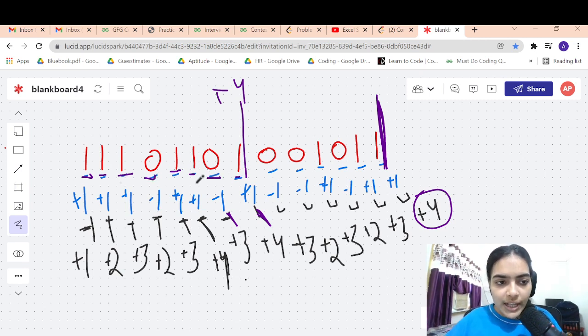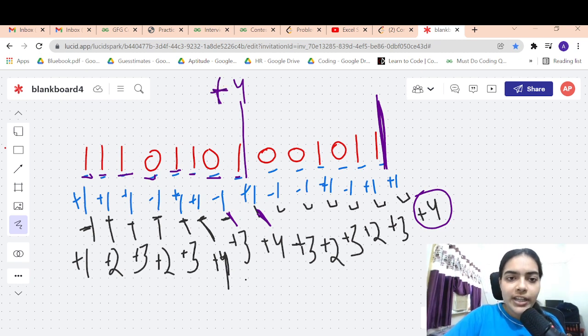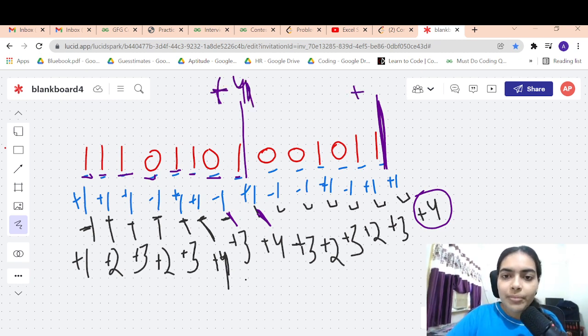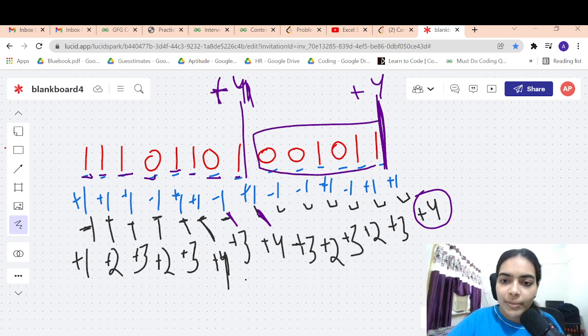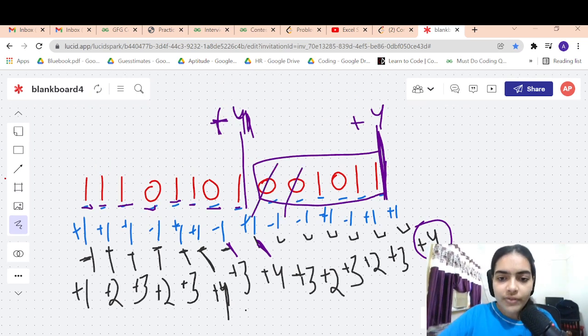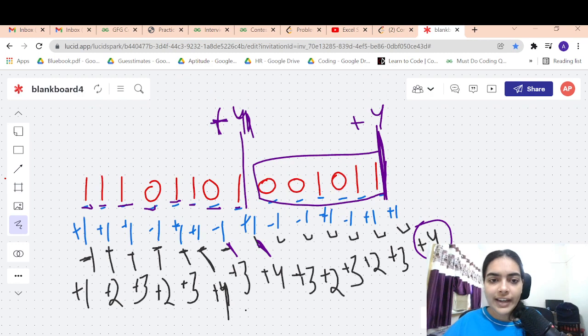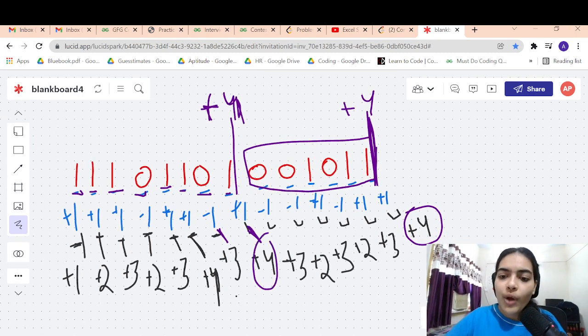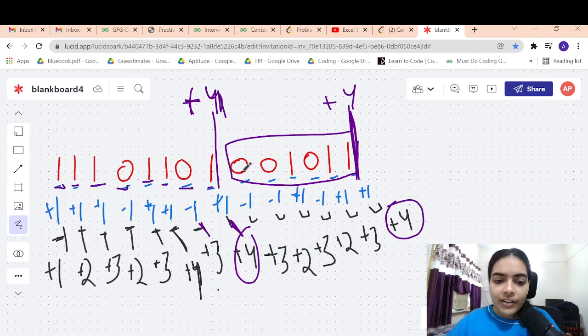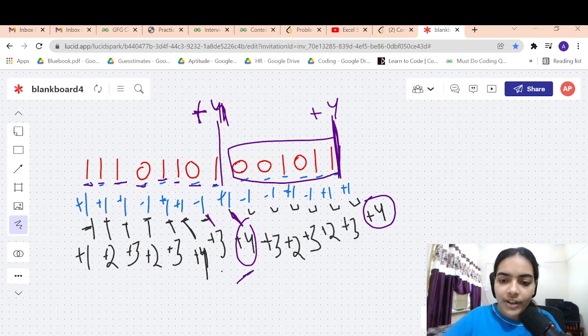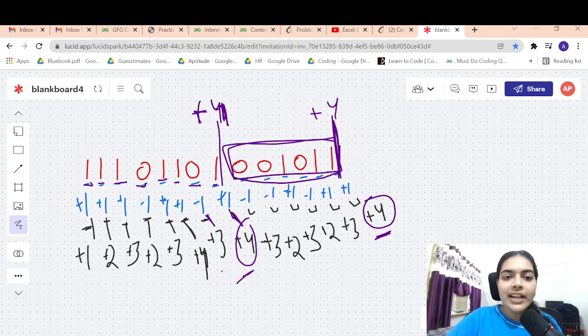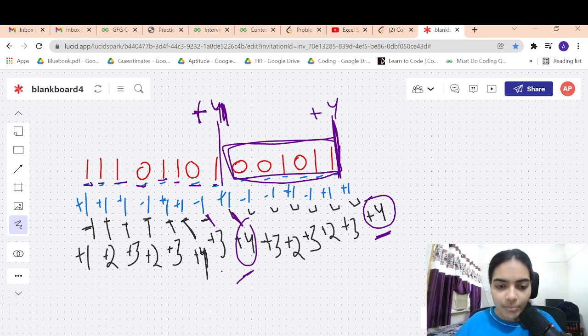Okay, 6 ones minus 2 zeros is 4 ones. So the sum up till this point is plus 4. Again the sum becomes plus 4. That means in this segment also you have an equal number of zeros and ones. They are cancelling each other. So whenever a sum is repeating, that means inside that segment you are going to have an equal number of zeros and ones.